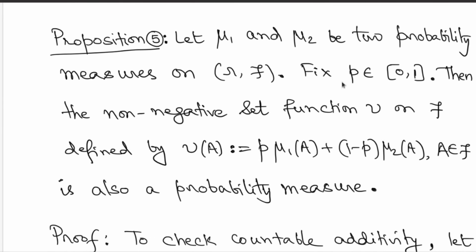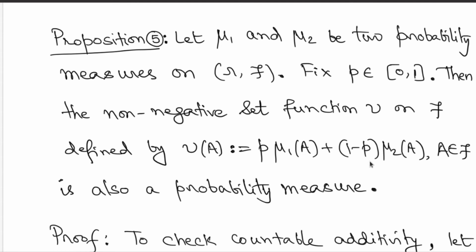Now fix a constant p between 0 and 1. So it could be 0, it could also be 1, or it could be a proper fraction between 0 and 1. Then we are going to look at a convex combination like this. For any arbitrary set capital A, we look at nu of A defined as the convex combination of the measure of A according to mu1 and the measure of A according to mu2, but we associate the weights p and 1 minus p.